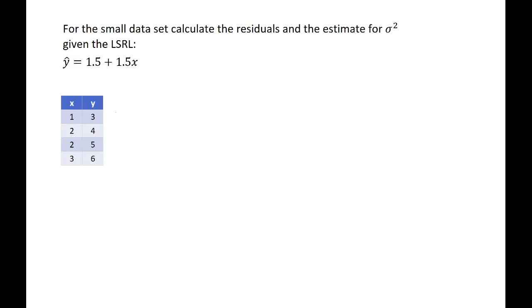In this example, we're going to calculate the residuals and estimate sigma squared given the least squares regression line of y hat equal to 1.5 plus 1.5x. So here is our small data set, and what we want to do is find the residuals. If we recall, the residuals are y minus y hat. Basically, this is the difference between our observed y value and the predicted y value for the same value of x. So the first thing we need to do is calculate our predicted values.